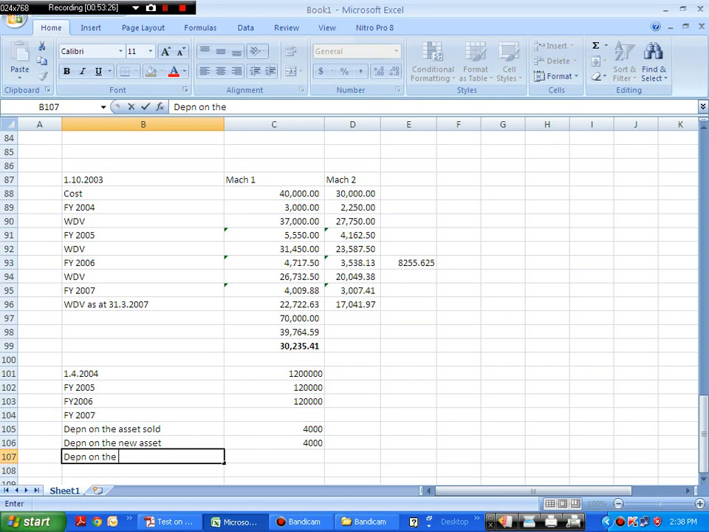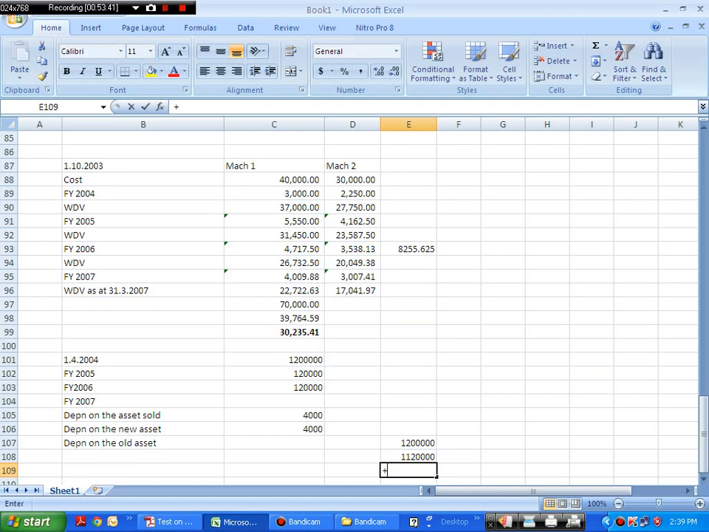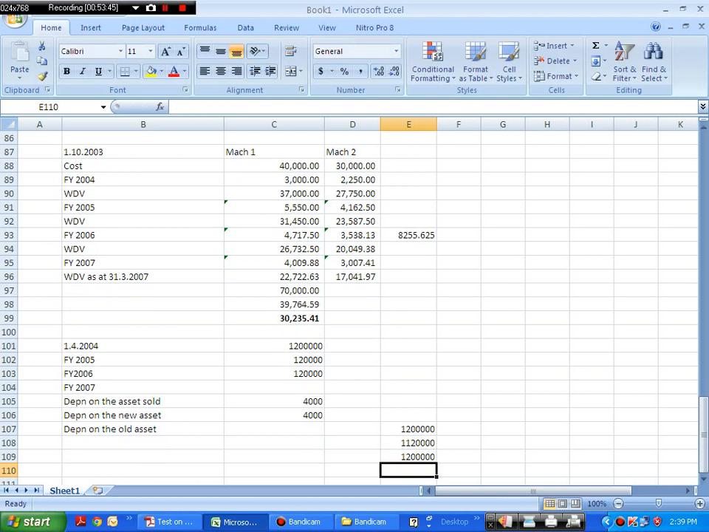Depreciation on the old asset will be, see now, opening we had 12 lakhs, that is, the gross block of the asset is 12 lakhs, on which 80,000 is sold, but a new asset of 80,000 is purchased on the same date. So again 12 lakhs will be subjected to depreciation for 1 year, which is 1 lakh 20, right?